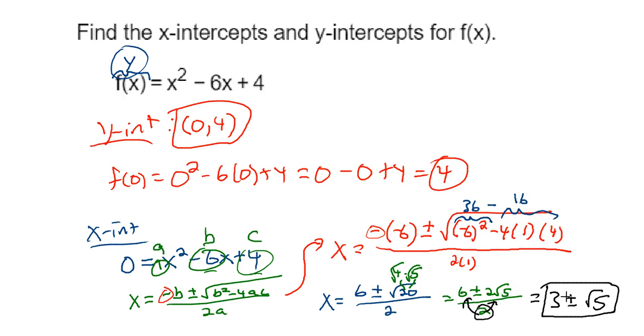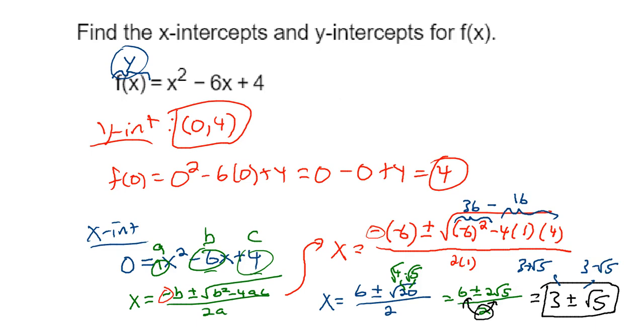There are 2 of them. One where I use the plus sign, one where I use the minus sign. So to type this into Math Excel, I'm pretty sure it wants you to type it in as ordered pairs. So you're going to have to split this up and write this as 3 plus square root of 5 and 3 minus square root of 5.